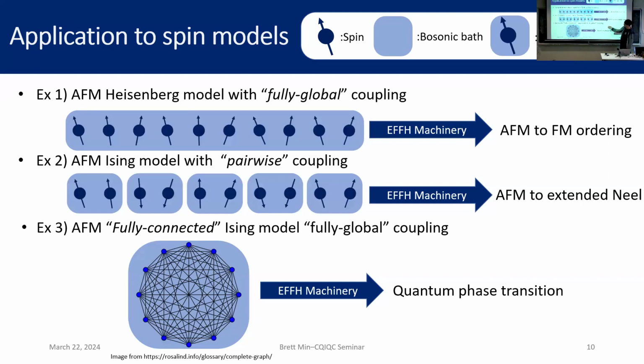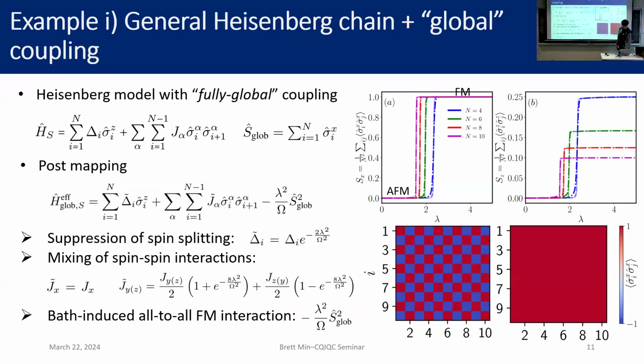And finally, I'll also show an Ising model that is fully connected, so all of the spins are connected to the rest of the spins. From this model, we'll show a quantum phase transition from the antiferromagnetic Ising interaction to a ferromagnetic Ising interaction. So these are the three things that I'll show. First is, so this is the first example. The Hamiltonian is simply given by this.